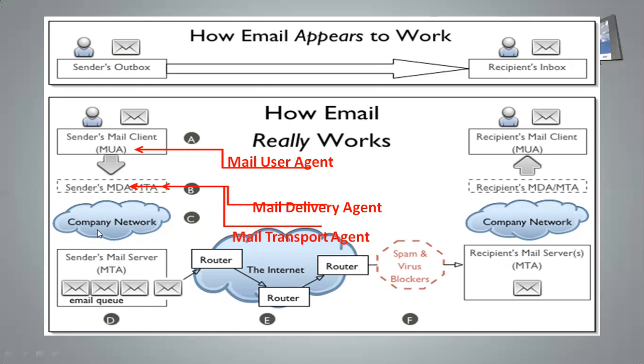That mail transport agent takes the mail to the company network, that is the sender's mail server. For example, if the sender uses Yahoo or Google as the mail server, then it is routed via the internet and reaches the receiver's mail server. The receiver may be in the same domain or a different domain, for example Google domain or Yahoo domain. So this is the receiver mail server.